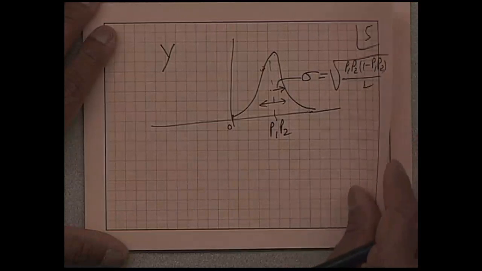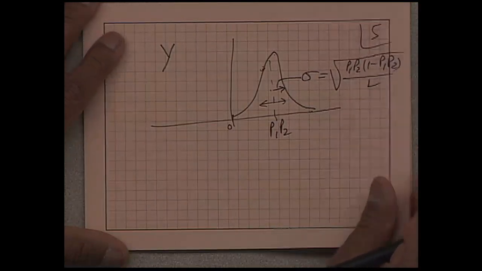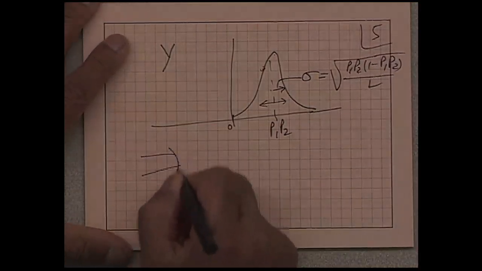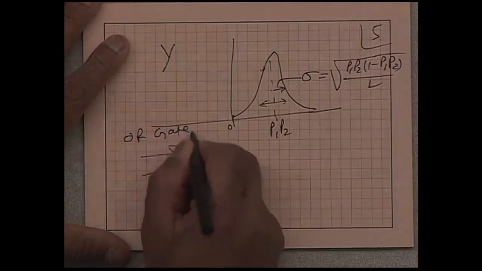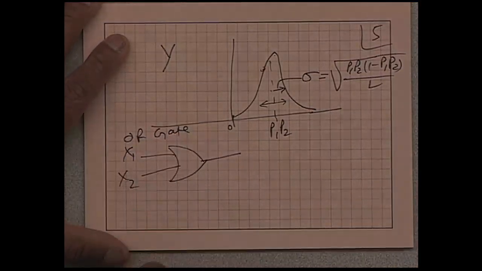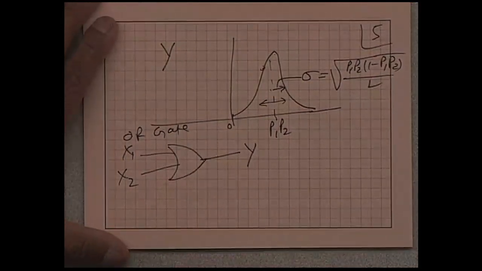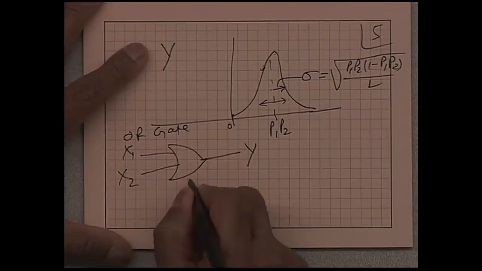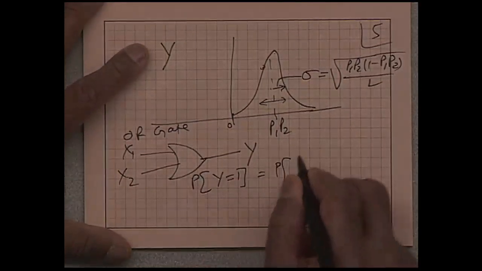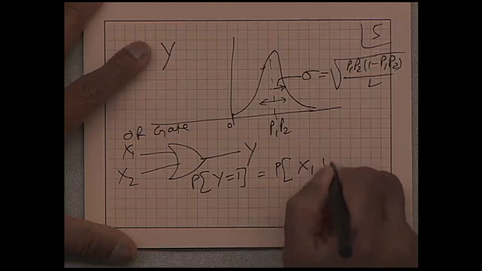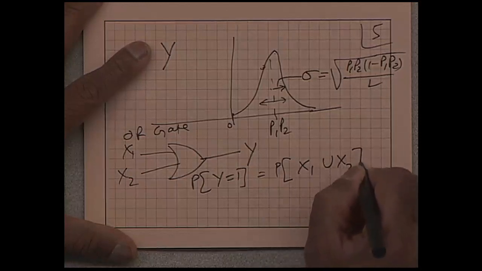So what happens if the gate is an OR gate? If I have an OR gate with inputs x1, x2, what does this compute? So what exactly is the expected value of y? The probability that y is equal to 1 will be the probability that x1 union x2 is 1.